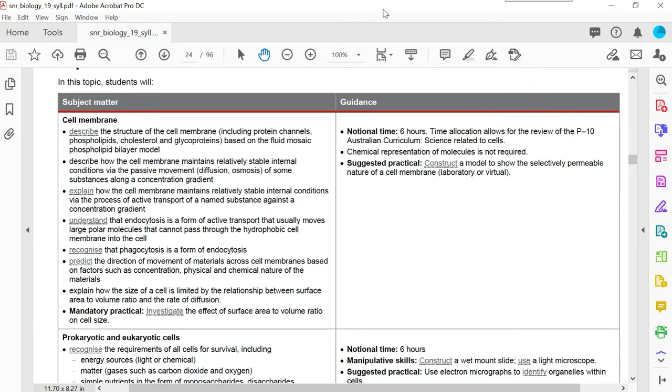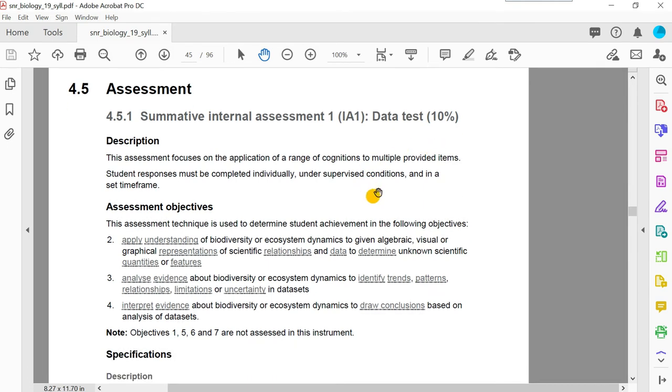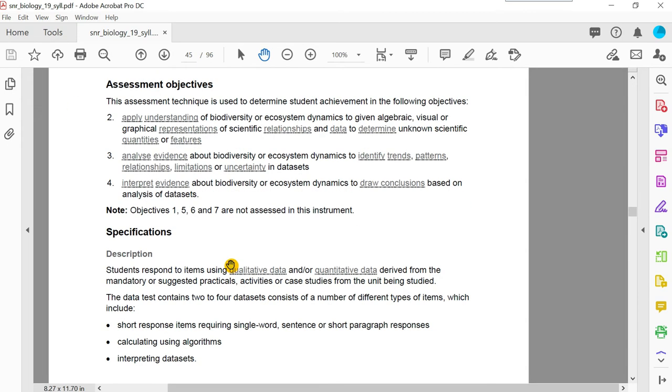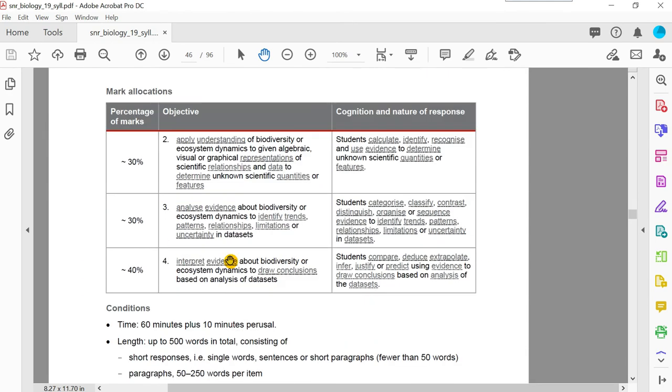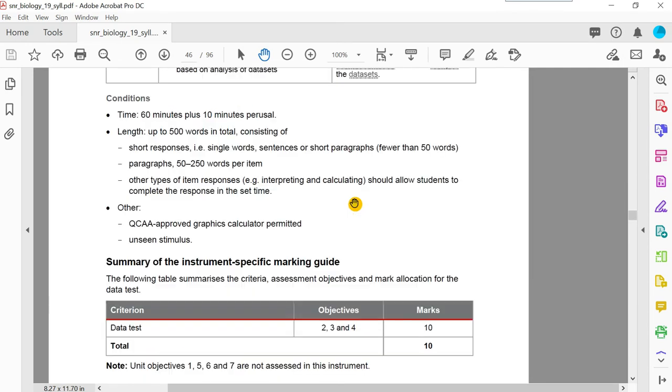The next section is the assessment. So we'll go now down to page 45, and here it will tell you what is in the data test, and so the techniques and a description of the data test. It will also give you an example of the percentage of marks allocated to the data test. We cannot give part marks. There is no 1.5 out of 10, or 9.5 out of 10. We have to give you 9 or 10, and so something that you need to be aware of across the entire syllabus.